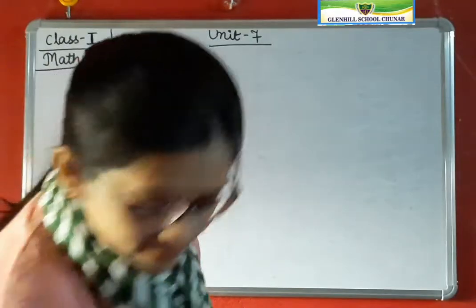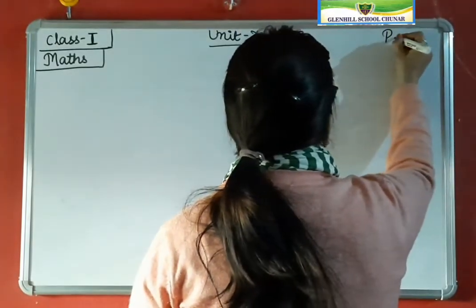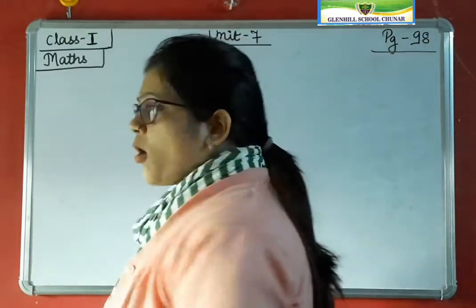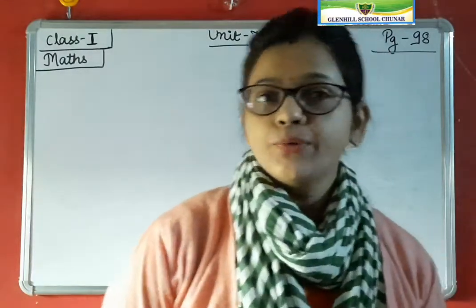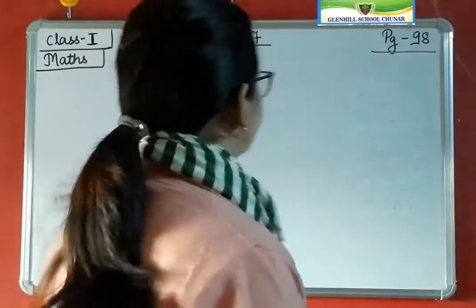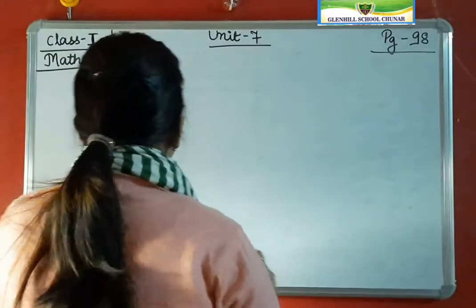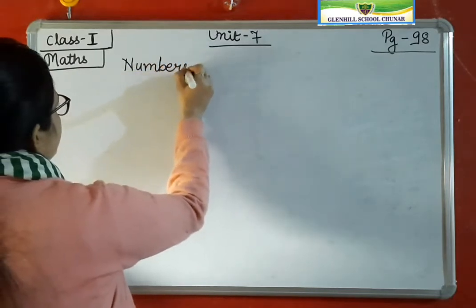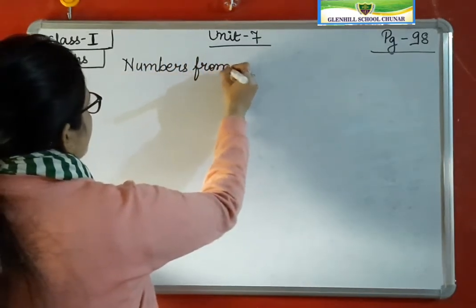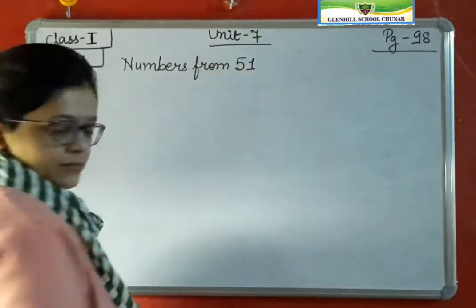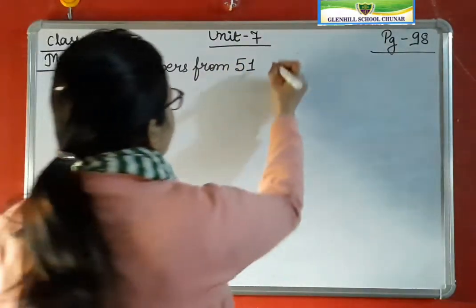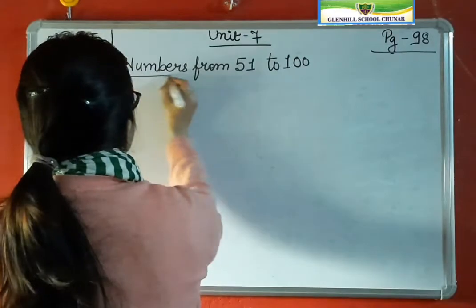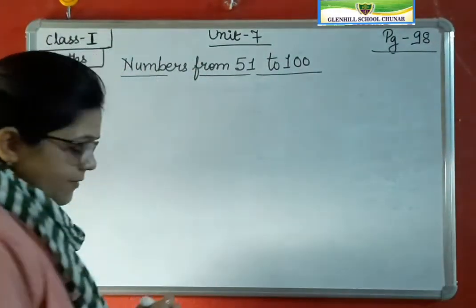Everyone take out page 98. And also students, take out your maths notebook. Now unit 7 is numbers from 51 to 100. Okay, numbers from 51 to 100.